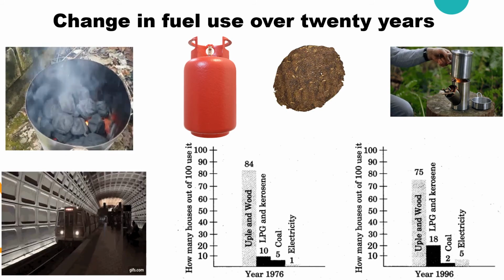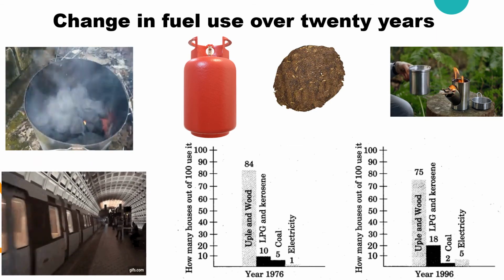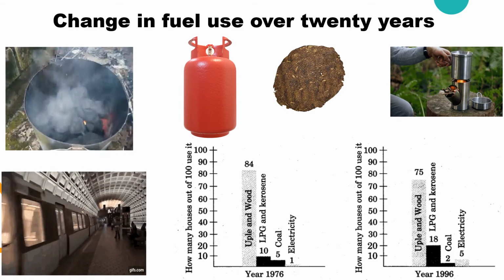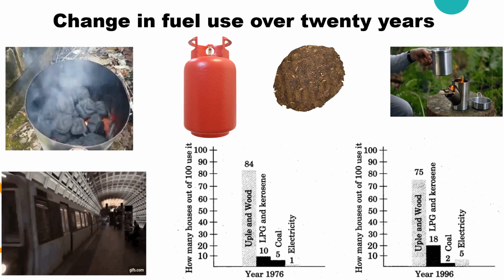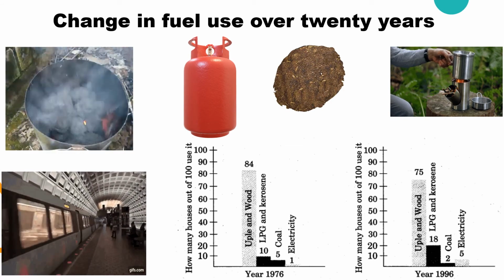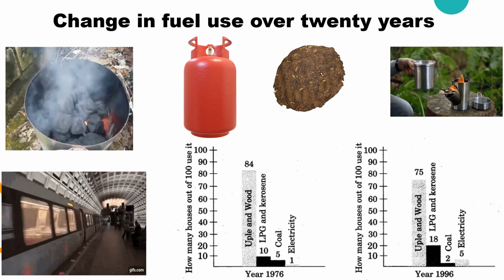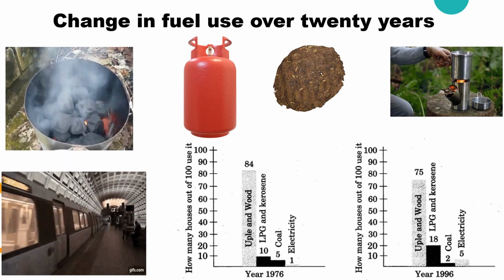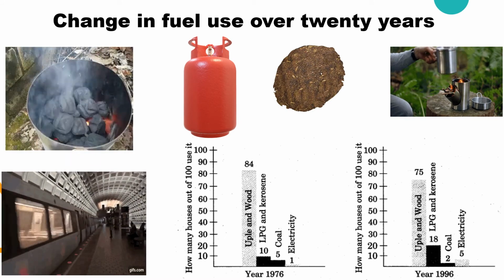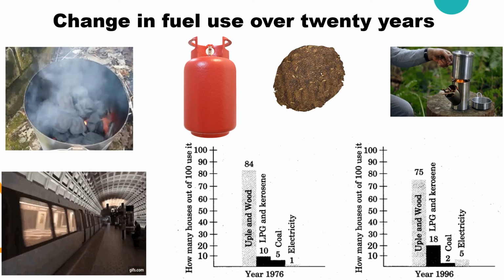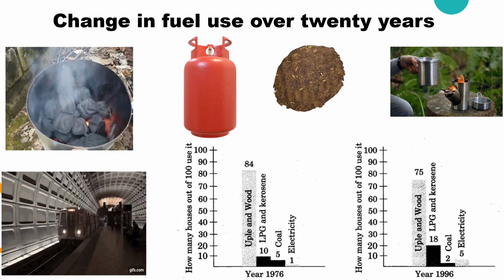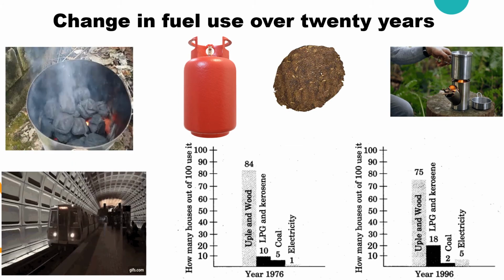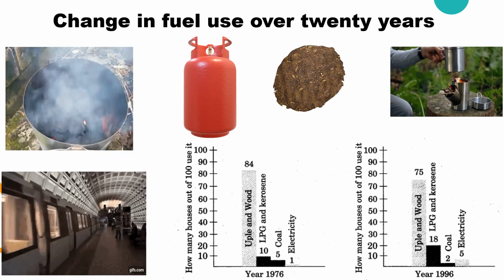Dung cakes are also known as opal. The usage of these fuels got decreased from 84% to 75%. However, LPG and kerosene usage got increased from 10% to 18%. Coal usage got decreased from 5% to 2%. However, electricity consumption got increased from 1% to 5%.